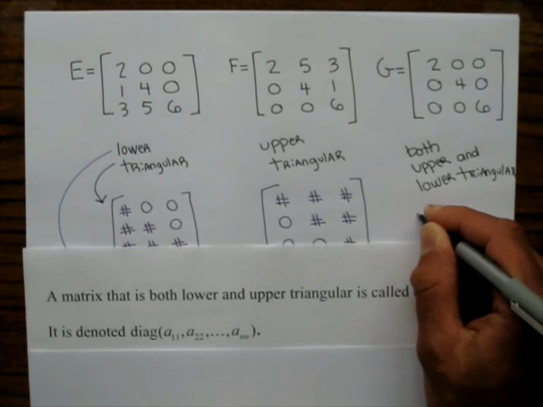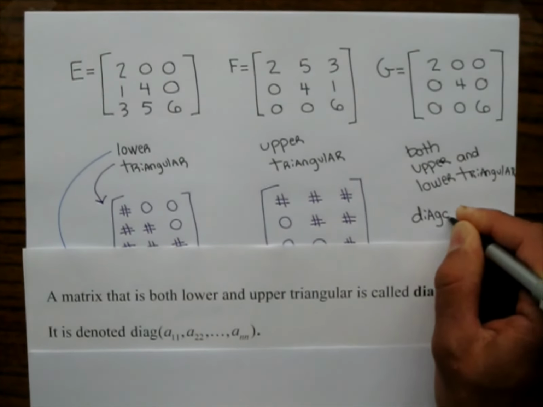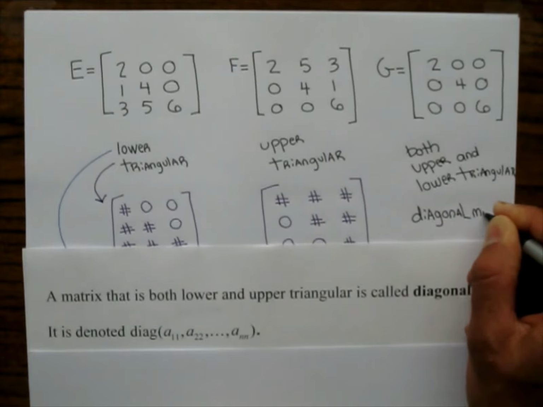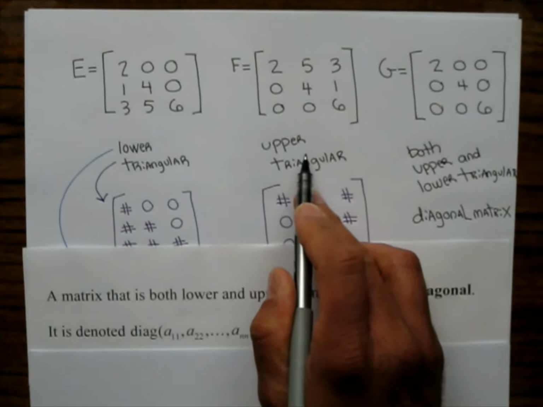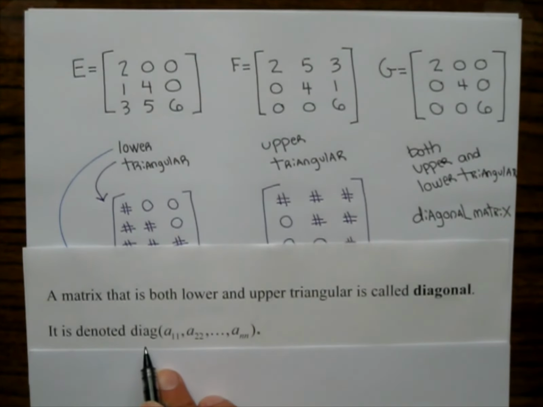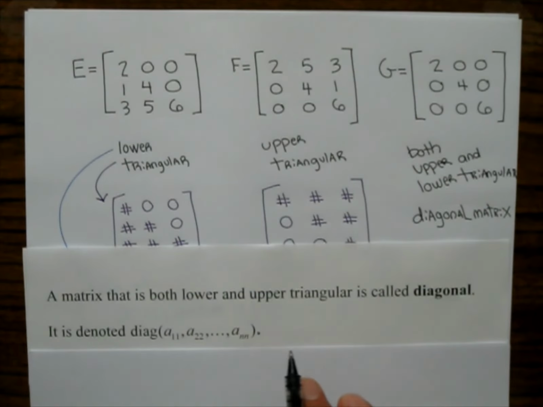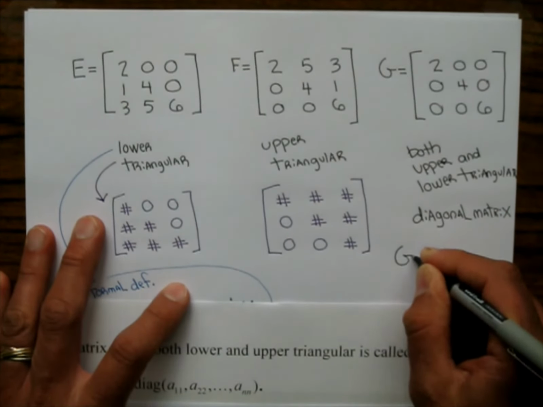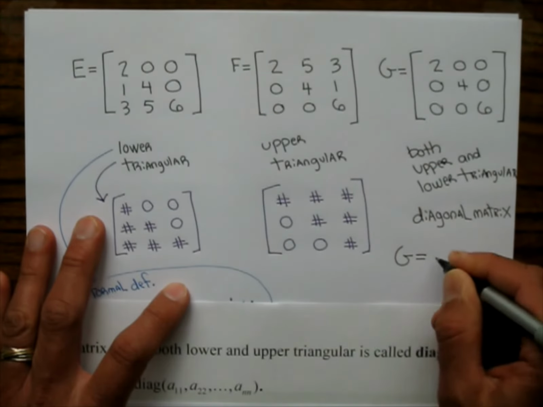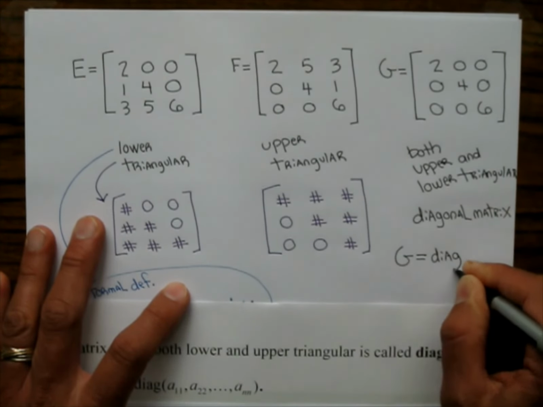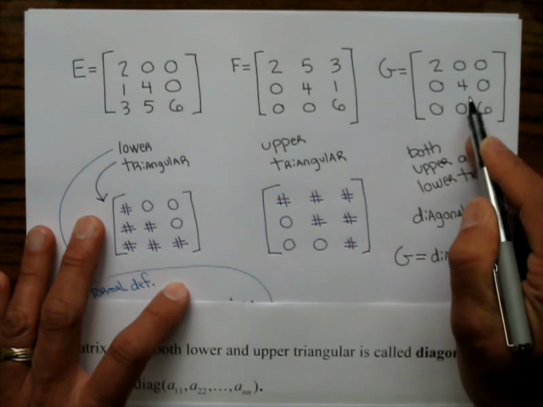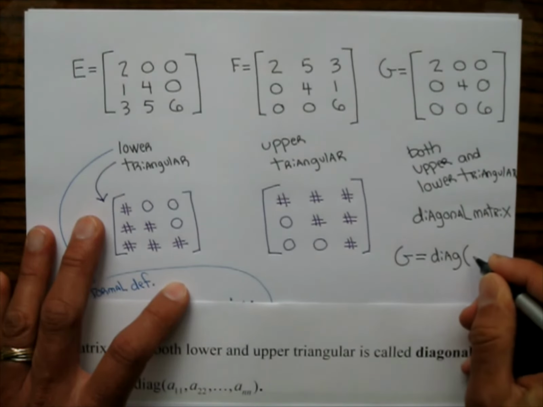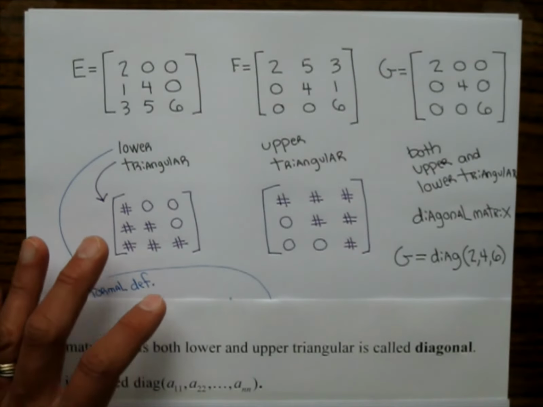It has to be both lower and upper, so these guys are not diagonal matrices. And it has notation. It is denoted by diag, and then it looks like that. So really, we can write matrix G as diag, and then we just pick up the data. The only data in this matrix that is important is the data that is along the diagonal. So we have 2, 4, 6. And so we can write it like that.